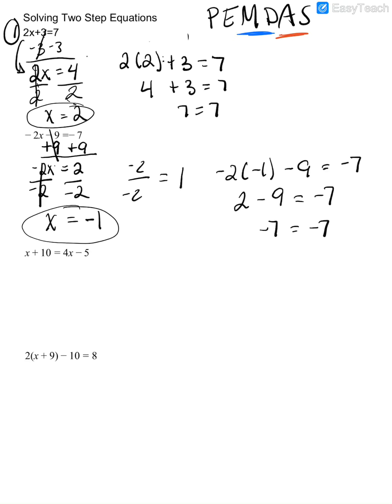Now this next one is going to be a little bit more complicated. So far, we did a really good job solving those first two step equations.